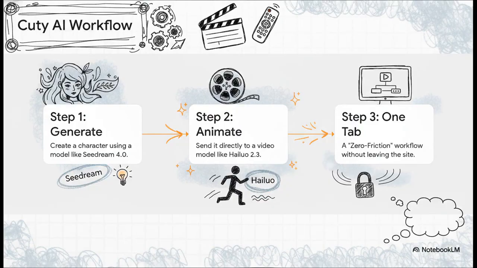Next up, we have Cuddy AI, which is interesting because it isn't a single generator, it's something way more useful. It's a command center. Think of it like a Netflix for AI models. And this is what makes it so valuable. You can create a character using that amazing Seedream model we just talked about, and then, right there in the same tab, send that character directly to a video model to bring them to life. It's a completely zero-friction workflow.